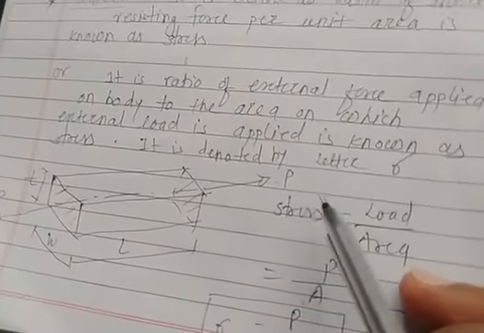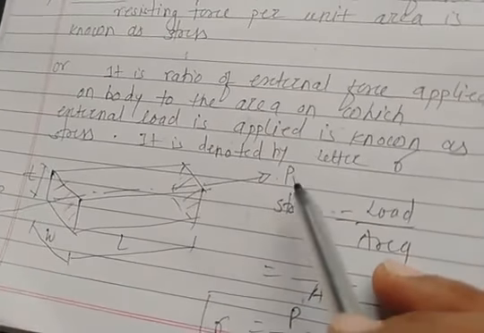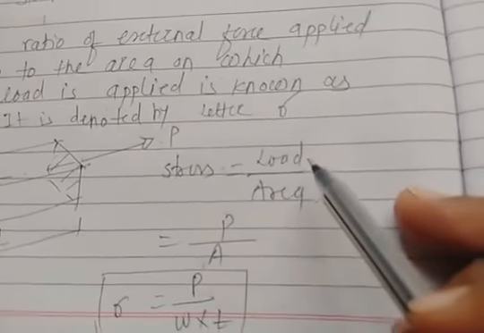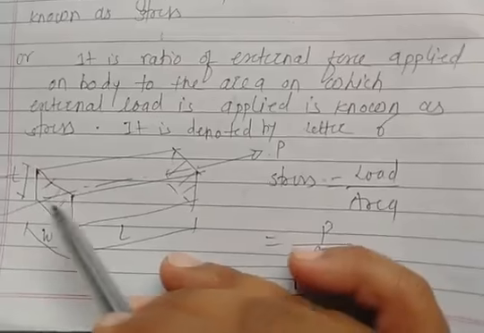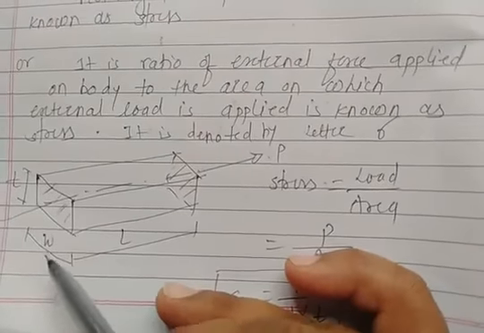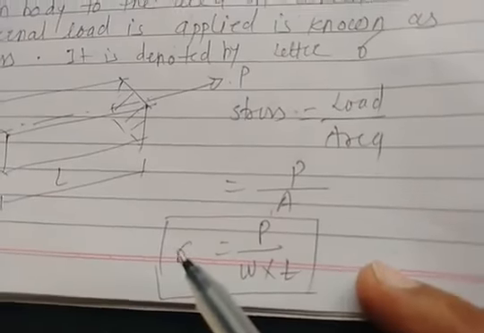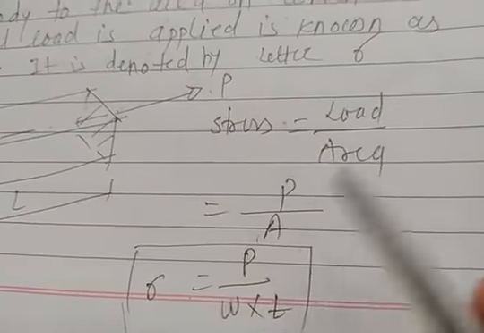So what is the formula? Stress is equal to load upon area. This is load P, and how is this area calculated? It is a rectangle, so width multiplied by thickness. This is the stress, denoted by the letter sigma: sigma equals force upon the area, where area is W into T.